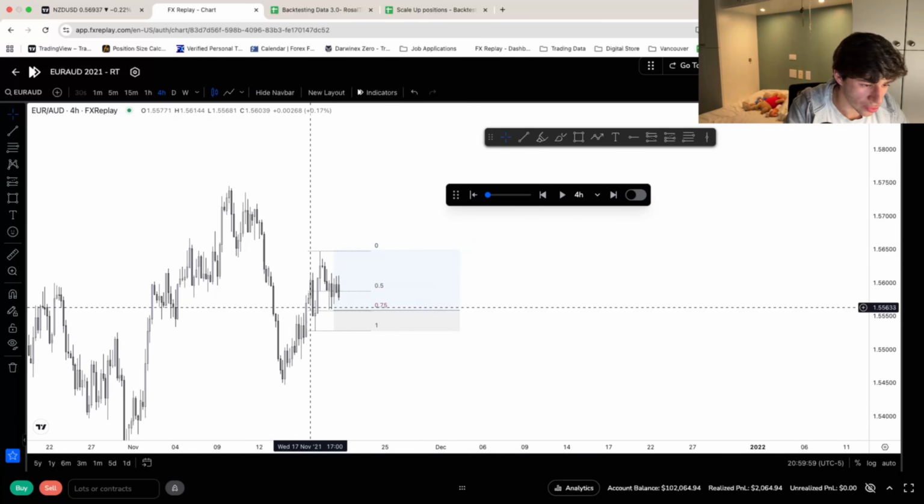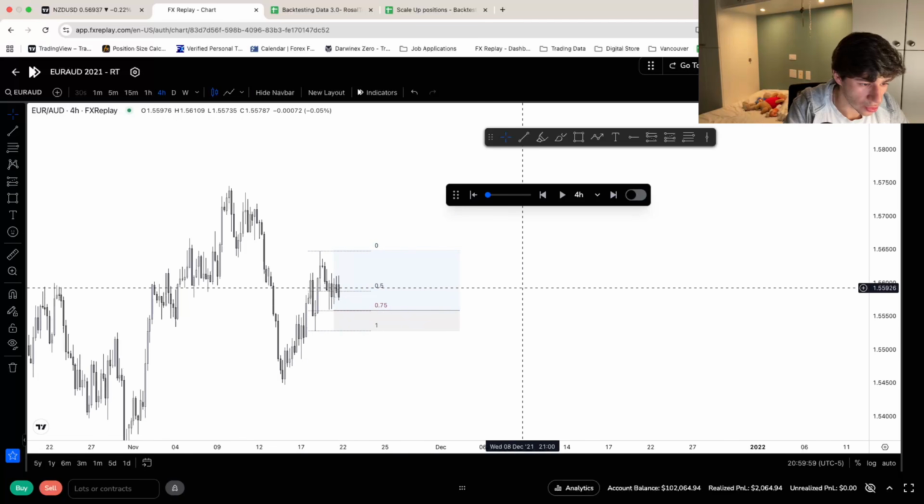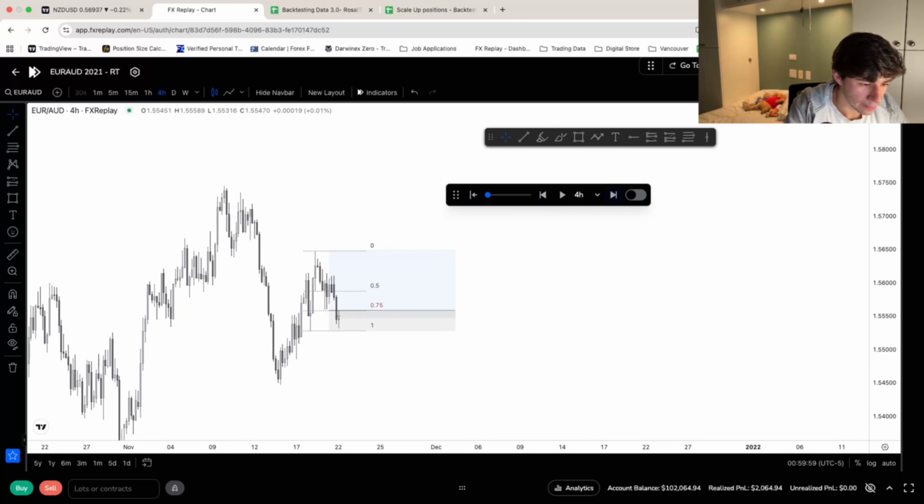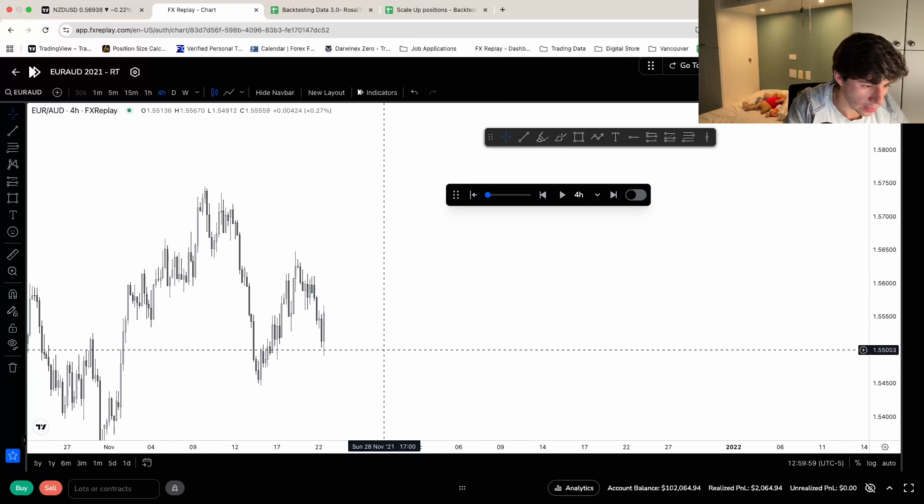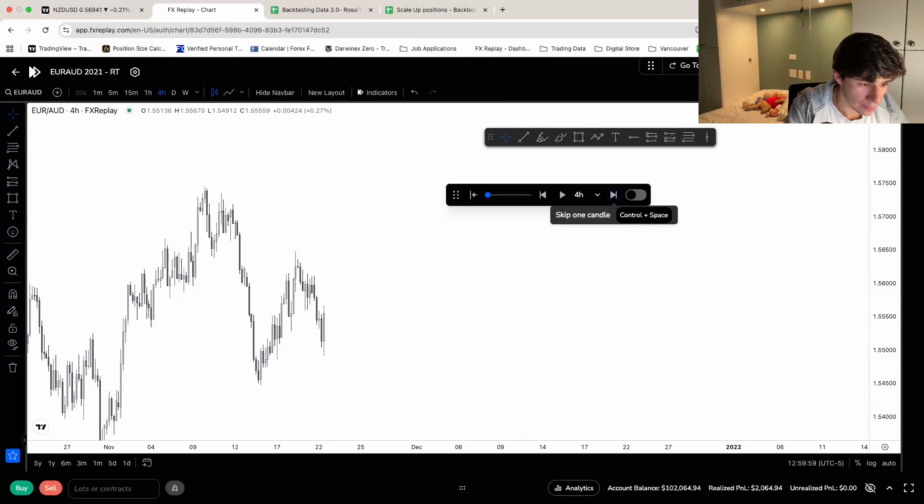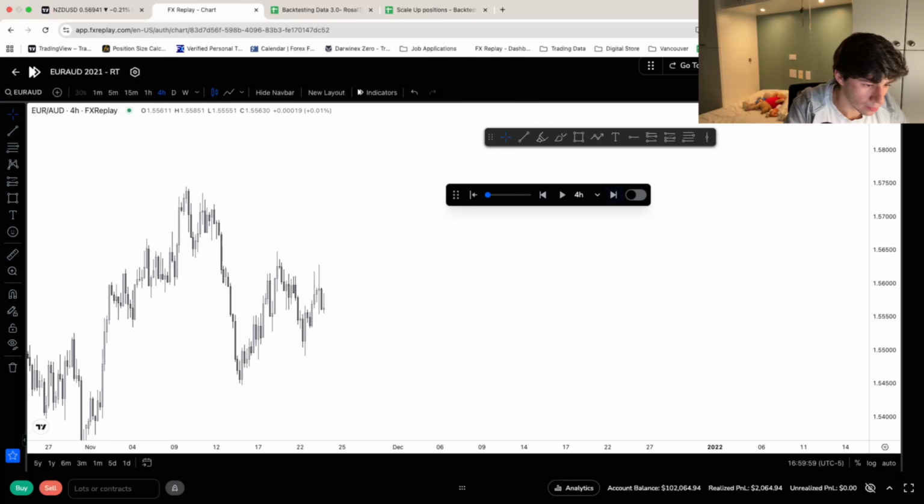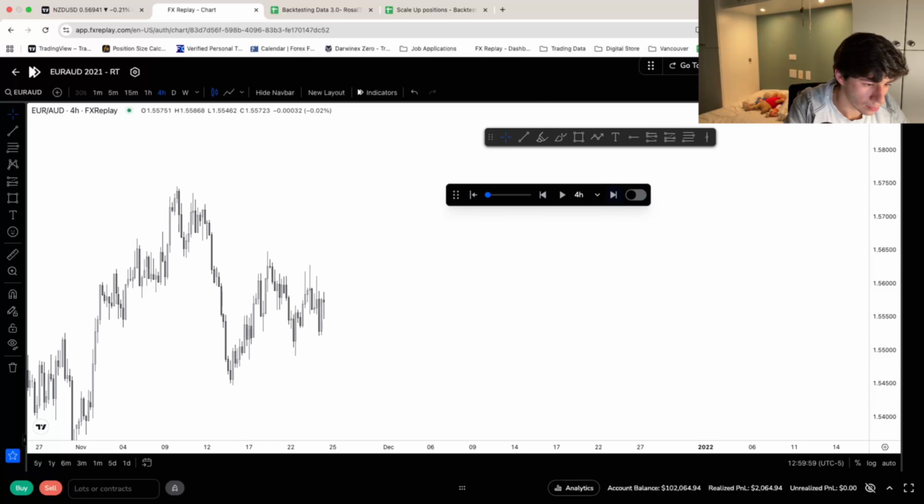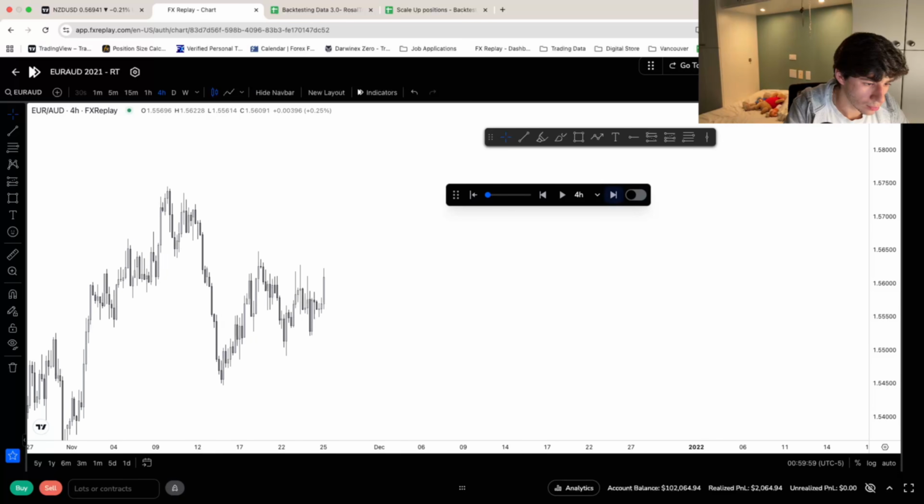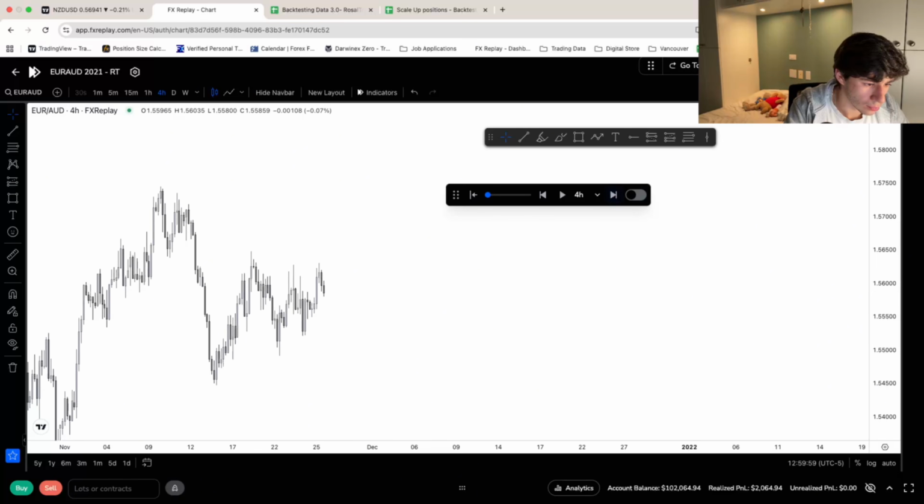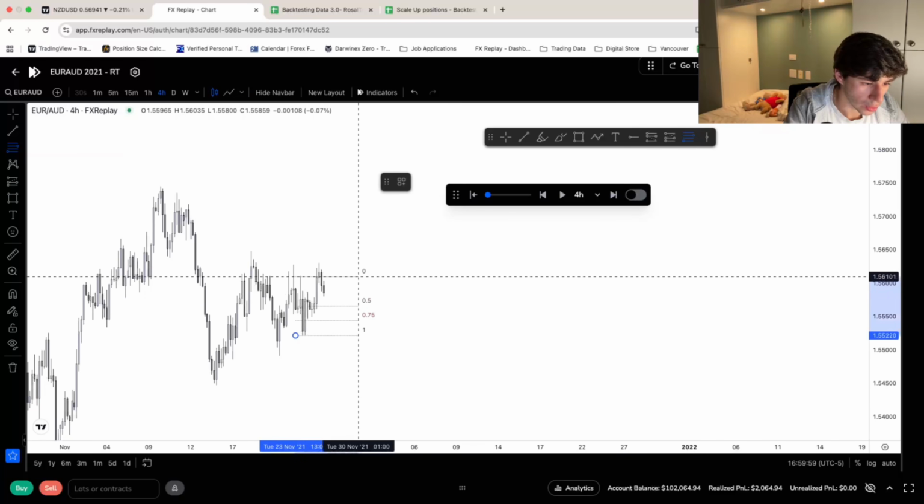This one I'm not entering because price already reached super close and then went to my 101. So perfectly avoided that one. This is super clear, but no break of structure.